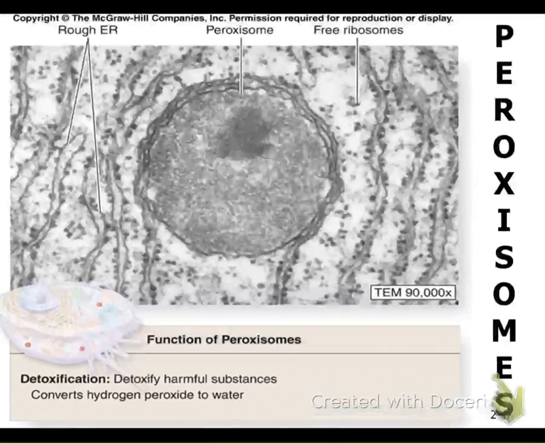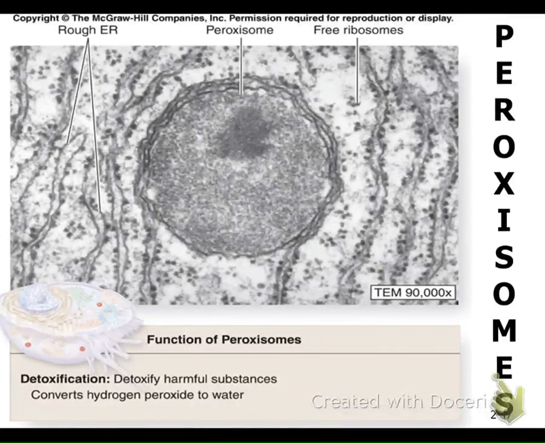Let me show you this picture of it. This is a peroxisome. Going on to the next one. Now, I can't tell a peroxisome from a lysosome, nor will I expect you to. But if you see a little vesicle and I point to it, it's either going to be a lysosome or a peroxisome, but you won't have to figure out the difference between the two.